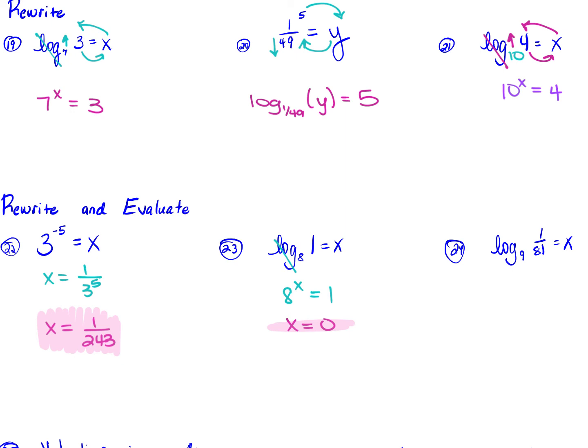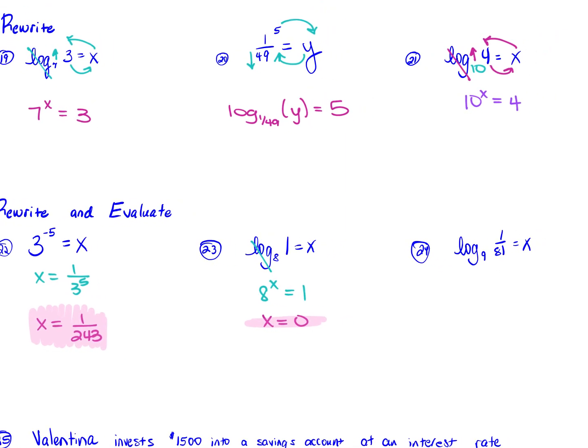For 24, you have log base 9 of 1 over 81 is equal to x. So again, if we rewrite this without the log and write it in exponential form, it's 9 to the power of x is equal to 1 over 81. That 1 over 81 is the same thing as 1 over 9 to the power of 2. To bring that 9 to the power of 2 up as a whole number, it's going to give you 9 to the power of x is equal to 9 to the negative 2nd power. Your bases are the same, so cancel them out, and you just have that x is equal to negative 2.